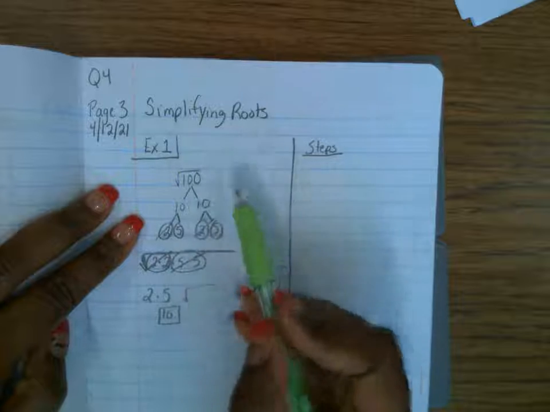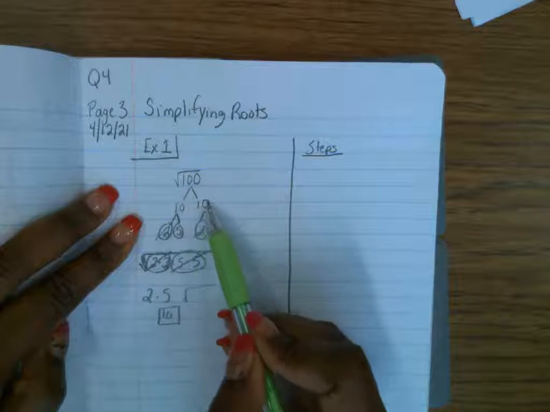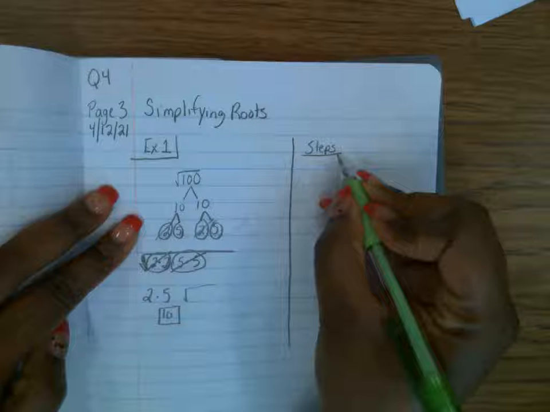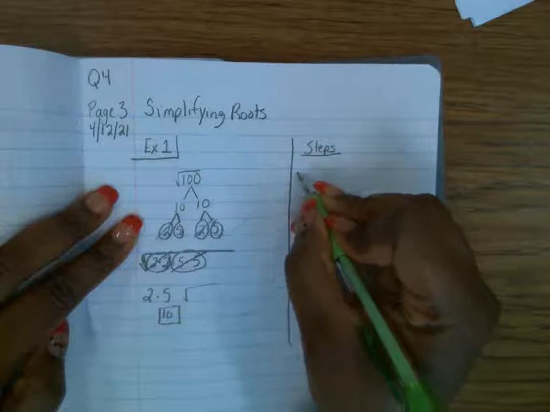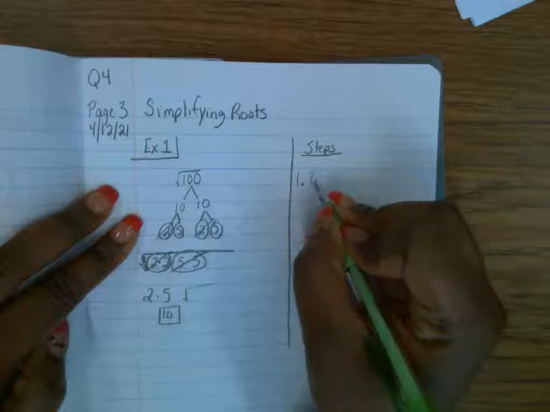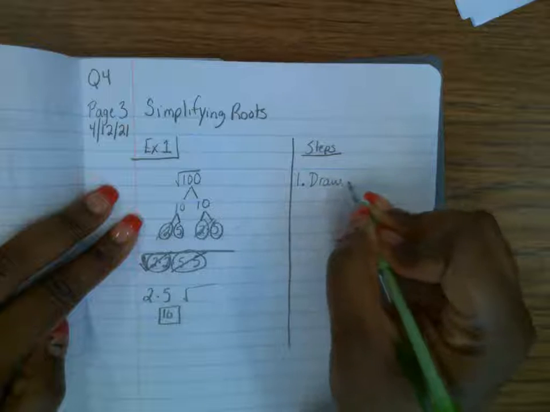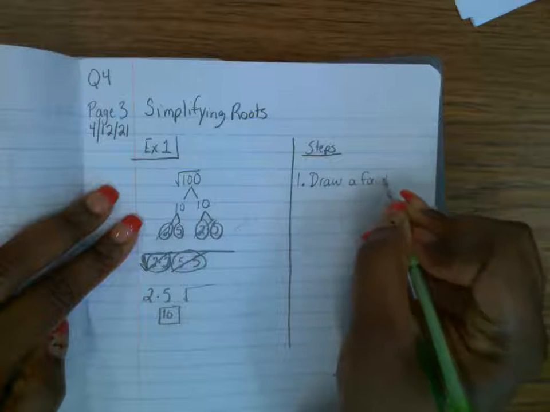In order to simplify a root, the first thing you must do is draw a factor tree. So over here under steps, you're going to say number one, draw a factor tree.